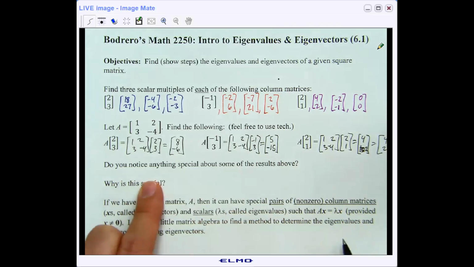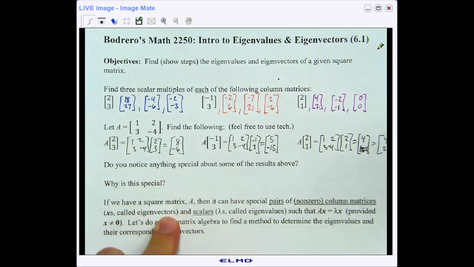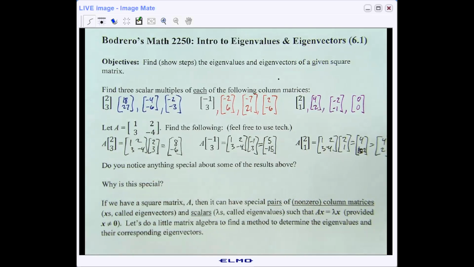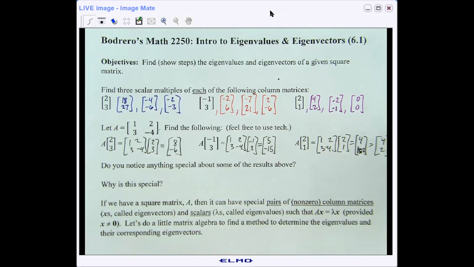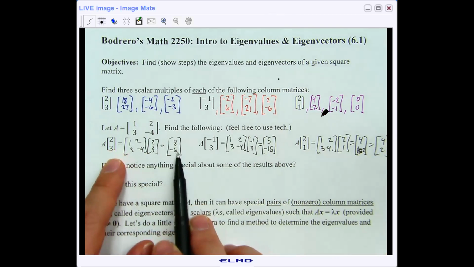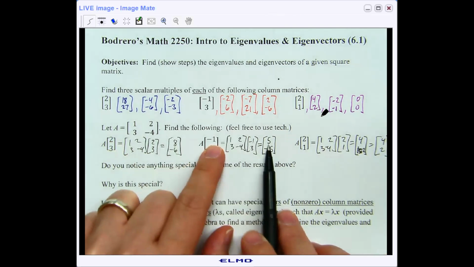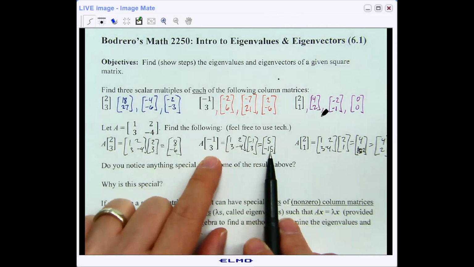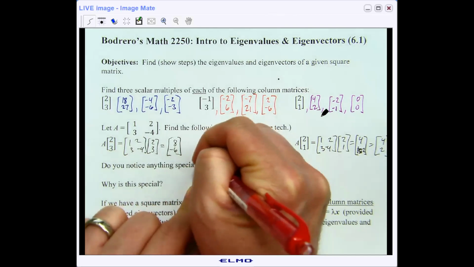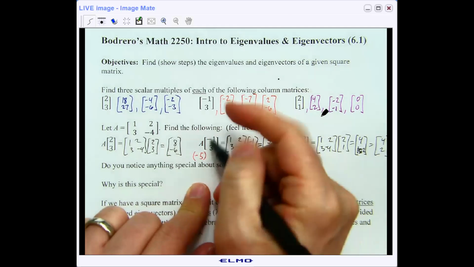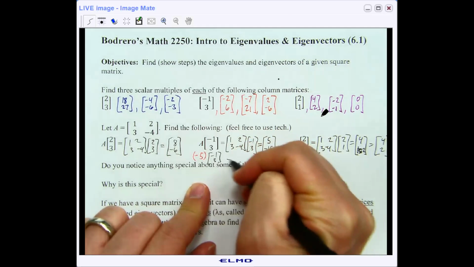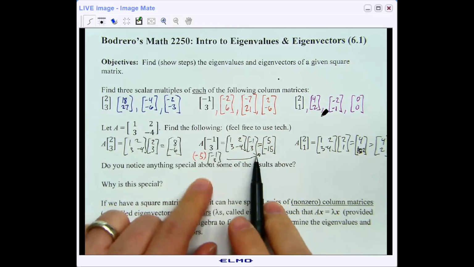Do you know anything special about some of the results here? And why is that special? I'll give you a second to think about that. Okay, so what did you come up with? Well, in this case, 8, -6 is not in any way, shape, or form related to 2, 3. But the output 5 and -15 happens to be -5 times -1, 3. So that's kind of interesting.